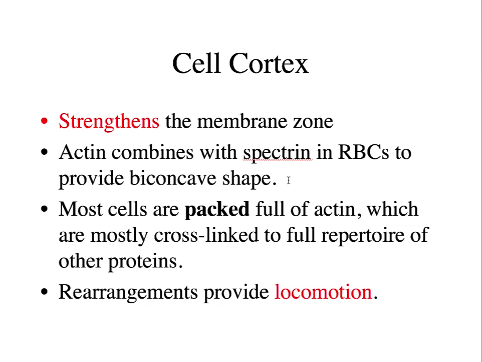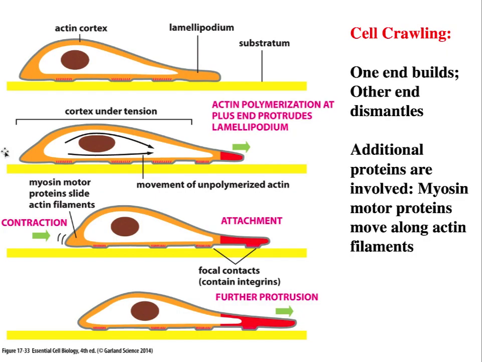However, one needs to remember that in most other cells, they are more packed full of actin filaments than our red blood cells, because those cells have a variety of other functions they have to perform. And the actin in those alternative cells is mostly cross-linked with many other proteins to achieve the alternative functions that they have. Now, rearrangements of the cell cortex can lead to locomotion, as we'll see on this slide.